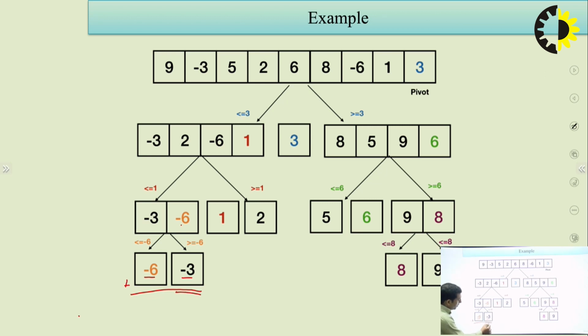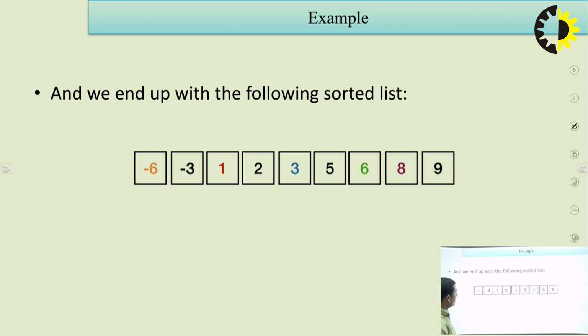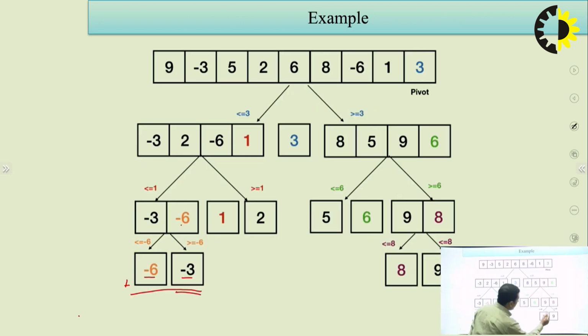Only the right partition contains only one element, so there is no need to further divide. And in the second part, 8 comes at its proper position. There is no first part here, less than 8, there is no element. The greater element than 8, that is 9, comes in the second part. So there is no further division required.